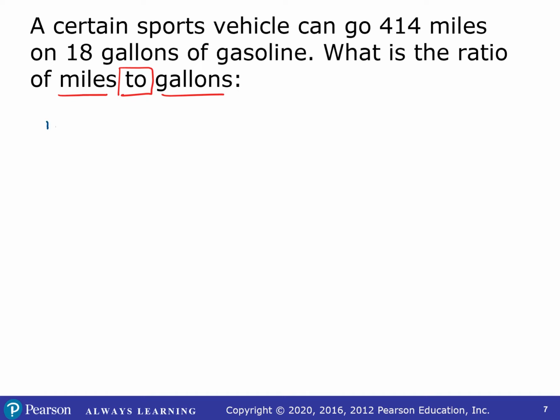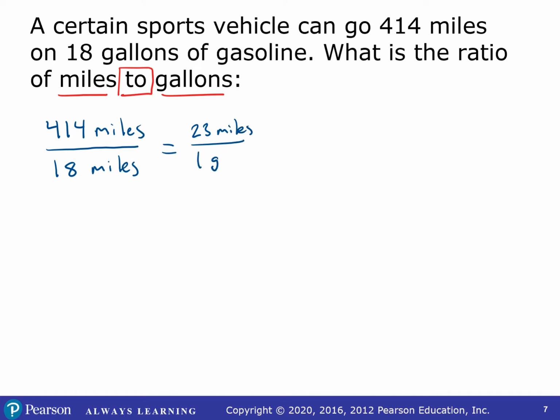Okay, so it looks like 414 miles on top and 18 gallons on the bottom. And this could definitely be simplified for sure because they're both even numbers. But if we go to a calculator and do 414 divided by 18, we get 23. So that's 23 miles on top, 1 gallon on the bottom.